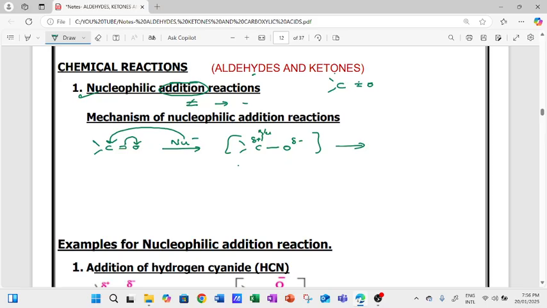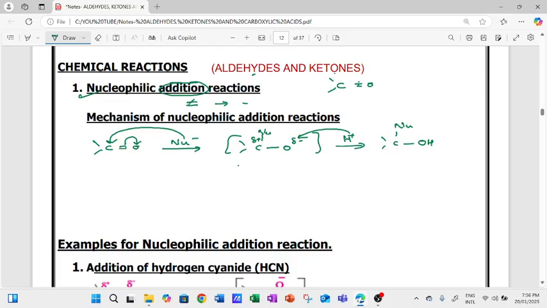And then it continues with the addition of a proton. The proton is positively charged. It attacks the oxygen that is negatively charged. So we get carbon, oxygen, hydrogen and carbon with the nucleophile. So the double bond changes to single bond and C changes to C single bond OH. This is the general mechanism of the reaction.